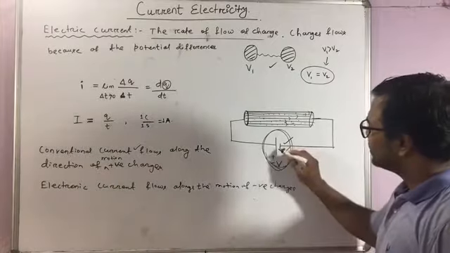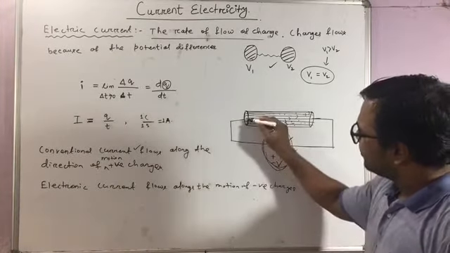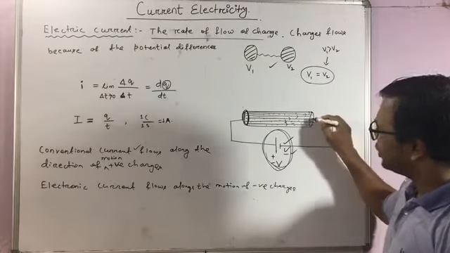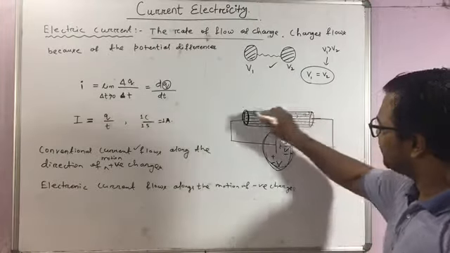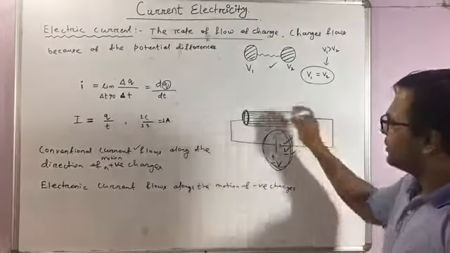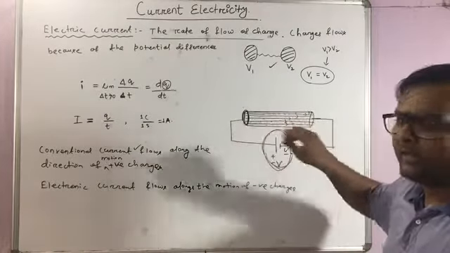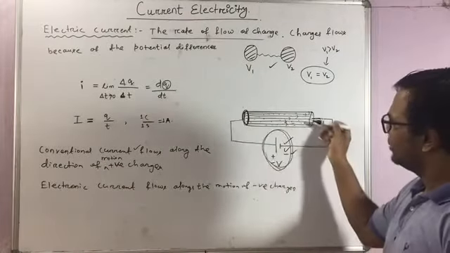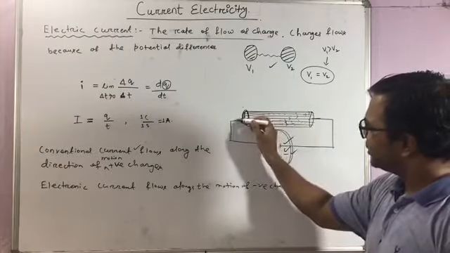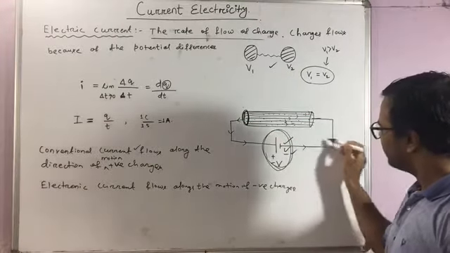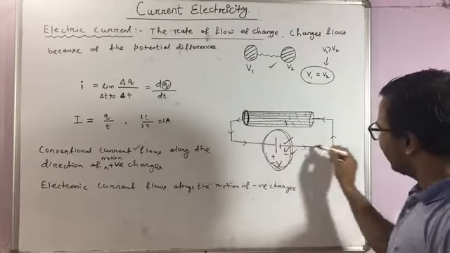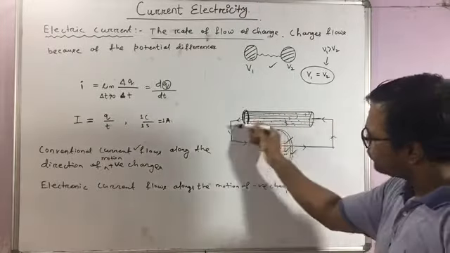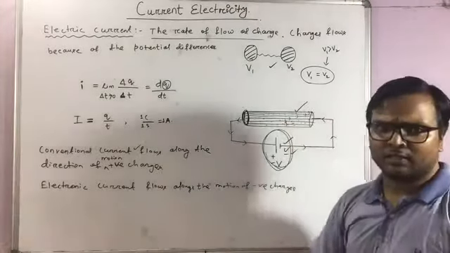See, this point is positive, so we can say this end is at high potential and this end is at lower potential. So there is an electric field set up from the high potential to the lower potential. This is the direction of the electric field, and you know electrons will move from lower potential to higher potential. So in this direction the electrons will move. The direction of the arrow shows you the direction of the electronic current. Clear? This is the direction in which the electrons will flow in a solid metallic conductor.